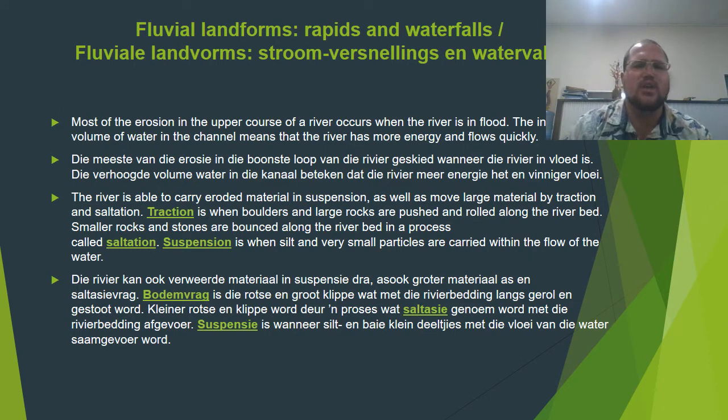Most of the erosion in the upper course of rivers occurs when the river is in flood. The river is able to carry eroded material in suspension down the river. Traction is when boulders and large rocks are pushed and rolled against the riverbed. Smaller rocks and stones are bounced along the riverbed in the process called saltation. Suspension is when fine particles stay suspended in the water.